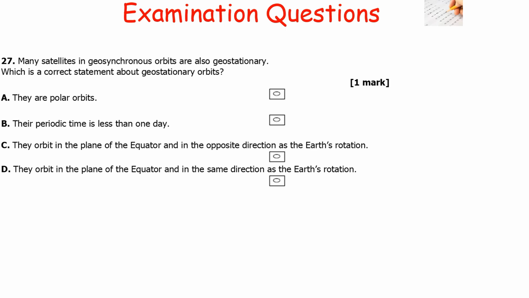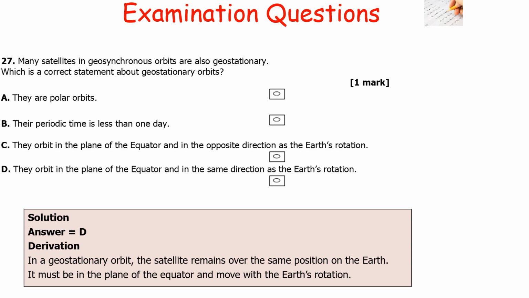Right, this question is all linked to facts about geostationary orbits. So the answer here is D, because in a geostationary orbit, the satellite remains over the same position on the Earth. That's a fact because it's spinning at the same rate as the Earth is rotating. And so it's orbiting at the same rate that the Earth is spinning, and therefore it must be in the plane of the equator and move with the Earth's rotation, because it has an orbit of 24 hours, and that's only the case at the equator. And it must go with the Earth's rotation for it to be in the same place above the Earth at all times. So our answer is D.